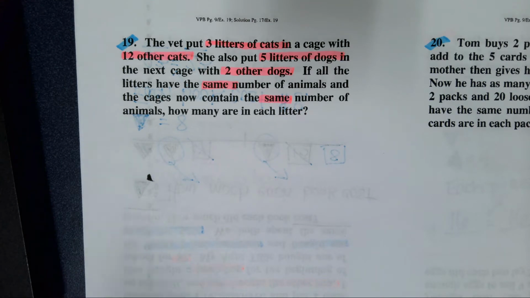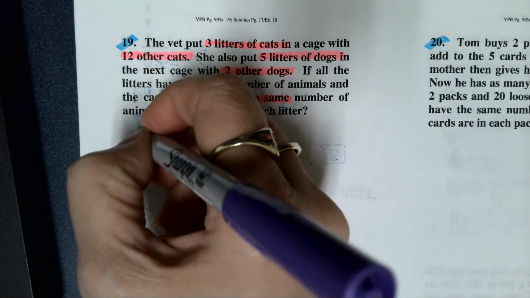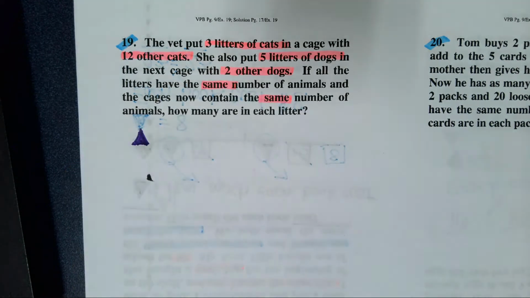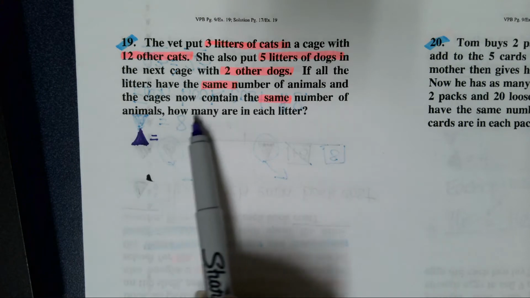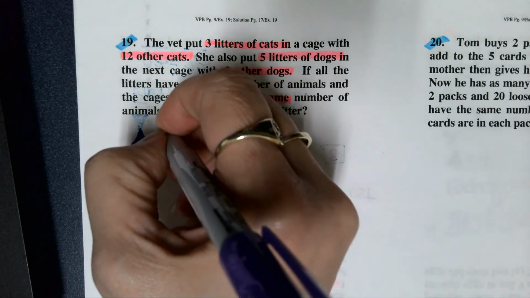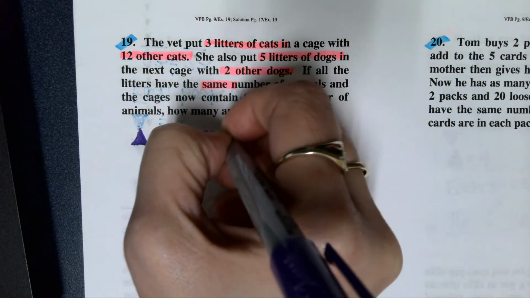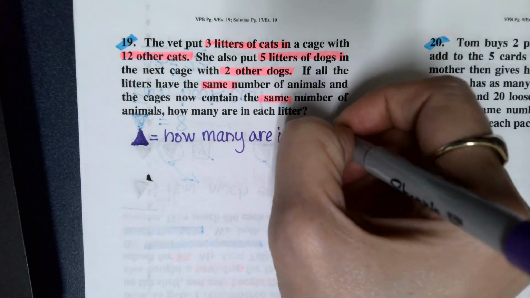So we have 2 cages. And we want to see how many animals are in each litter. So we're going to need to figure out how many animals are in each cage. So let's determine what pawn is equal to. It says if all the litters have the same number of animals and the cages now contain the same number of animals, how many are in each litter? So pawn is how many are in each litter.